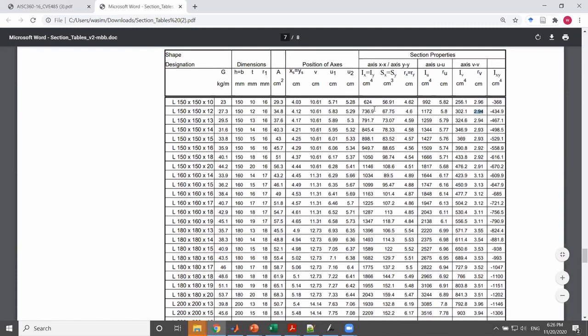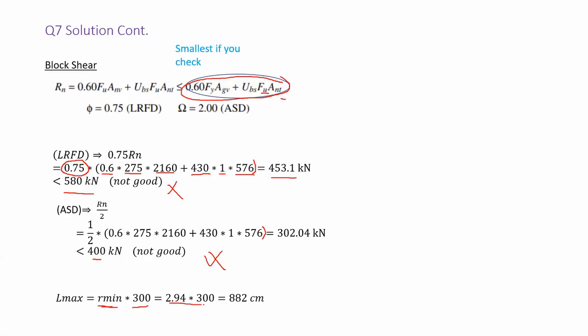Now, since I have the lowest radius of gyration taken from this section table, I plug it in this equation and I obtain that the maximum length that I can have is 8.8 meters or 882 centimeters. So this is the L max.